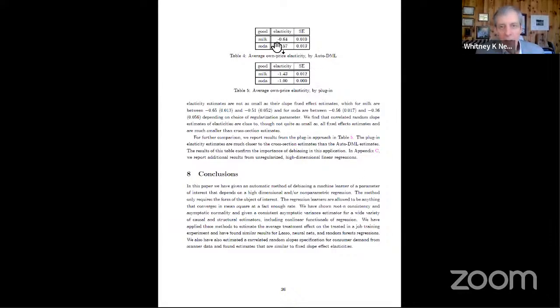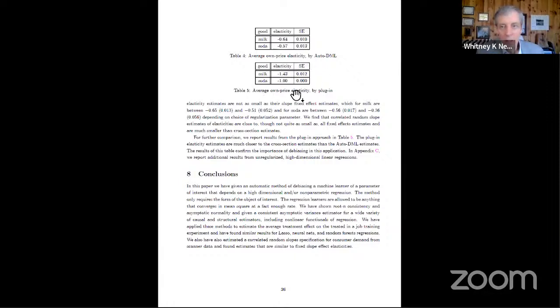Auto DML, here's what you get. Minus 0.64 for milk, for sodas minus 0.57, pretty small standard error. And if you don't do the bias correction, you get much higher values. And in fact, these look a lot like the cross-section elasticities. So the elasticities that correct for endogeneity via machine learning, when you do the debiasing, you get very different estimates. When you just do cross-section and don't correct for the endogeneity, you get about the same thing as if you don't do the debiasing. You do the machine learning, but don't do the debiasing.